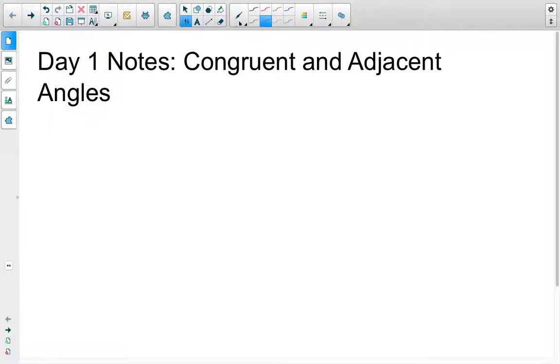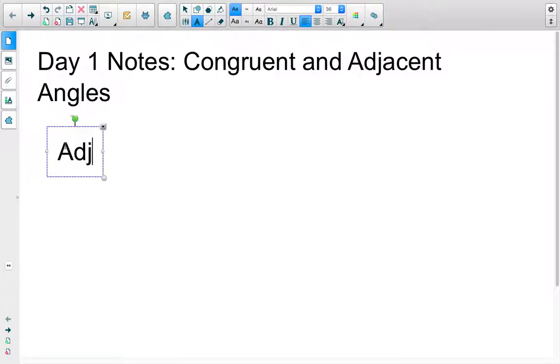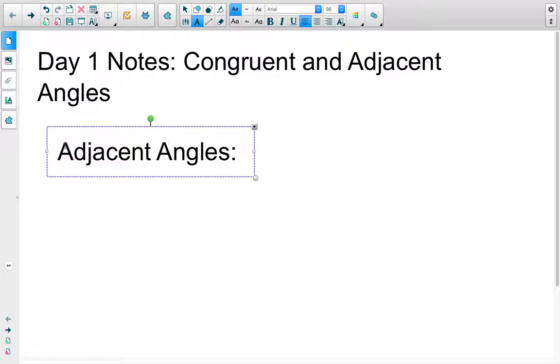All right, so welcome to our first day of notes. Today we're going to be talking about congruent and adjacent angles. We're first just going to start off with defining some of these words, and I'll try my best to use this program for us.